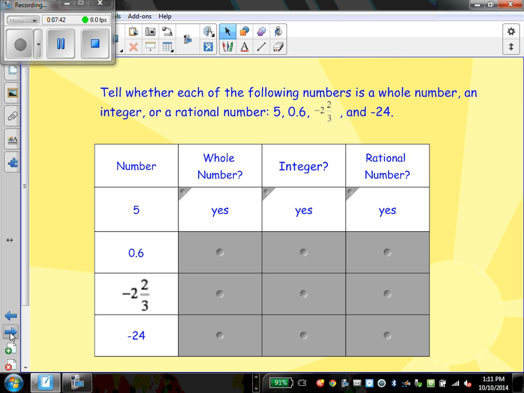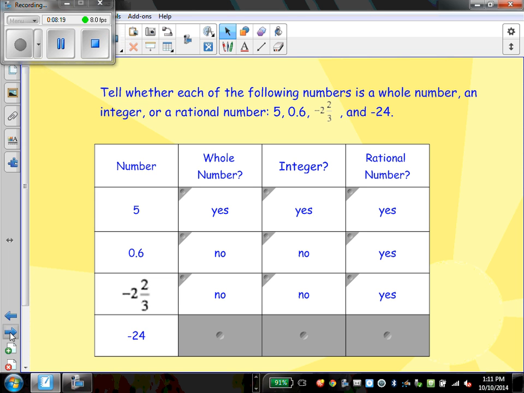Now 0.6, our next example, because it's a decimal, we know it is not a whole number. That means that it also cannot be an integer. But because it is a terminating decimal, that makes it a rational number. -2 2/3, it's negative, so right off the bat, that makes it not a whole number, and it has a fraction. It is not an integer because of that fraction, but it is a rational number. So mixed numbers are still rational numbers.